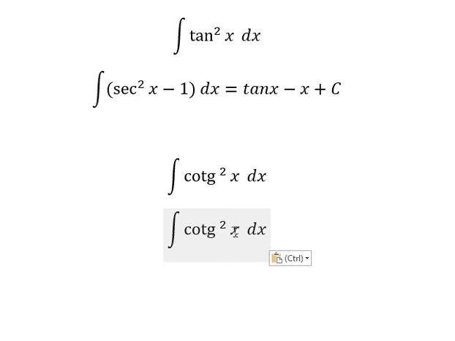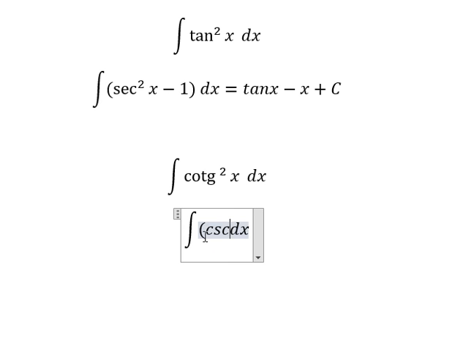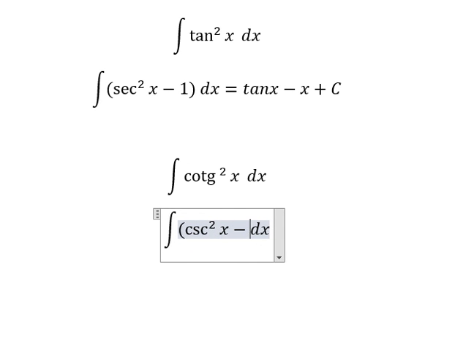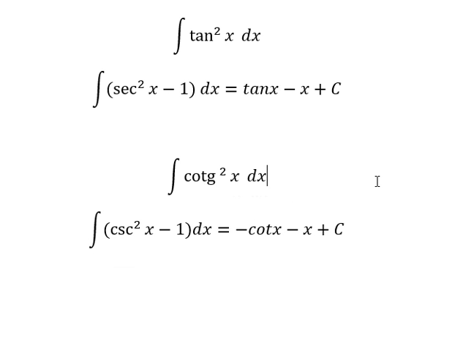This one, we will change to cosecant squared s minus 1. The integral of cosecant squared s, we have negative cotan s, and the integral of 1 is s, and we put plus c. This is the end.